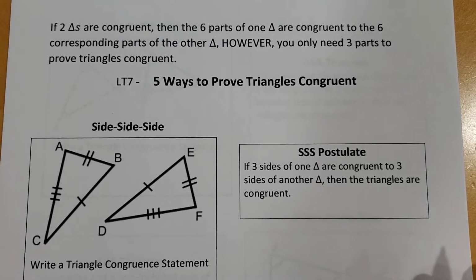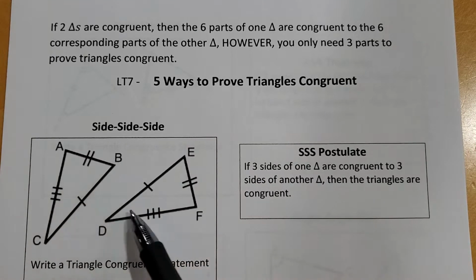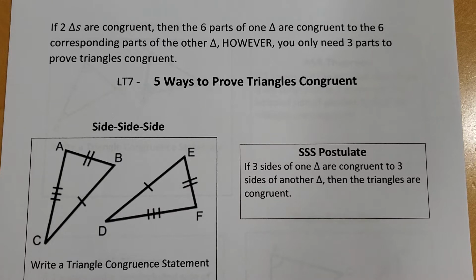So although there are 6 corresponding parts to 2 triangles, 3 angles and 3 sides, we only need 3 parts of the triangles to actually prove them congruent.